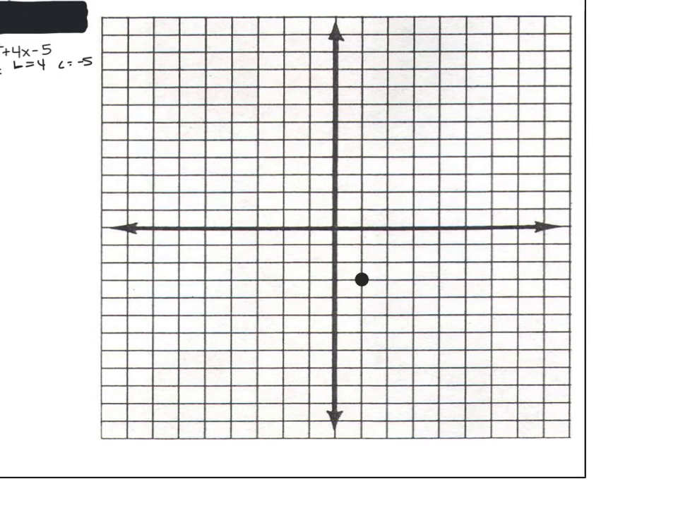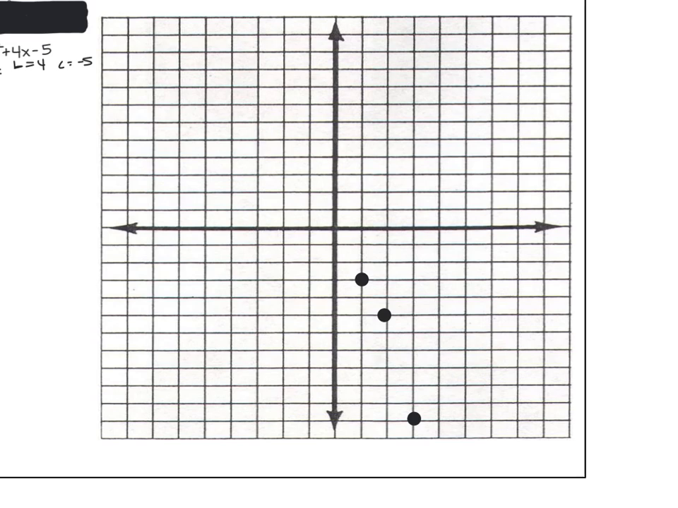Now this time my A value is negative 2. So I'm going to go right 1 and down 1 times A. Well, 1 times negative 2 is negative 2, so I'm going to go right 1 and down 2. Then I'm going to go right 1 and down 3 times A. Well, 3 times negative 2 is negative 6. So I'm going to go right 1 and down 6 spots, just like so.